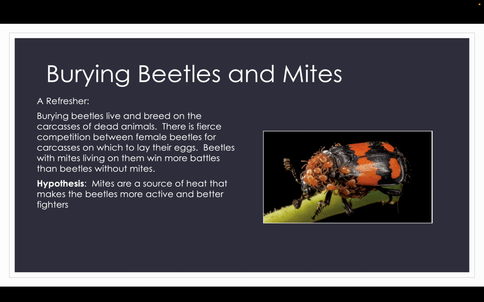And then we went back to the burying beetle, so you can kind of follow along on your student guide for today, and I'm going to look at it too so I can remember what we did. So if you look at number 1 on your student guide, we went back to the burying beetles. If you remember, they had little mites on their heads, and the researchers decided that the mites were a source of heat, and that's what was influencing the winning battles.